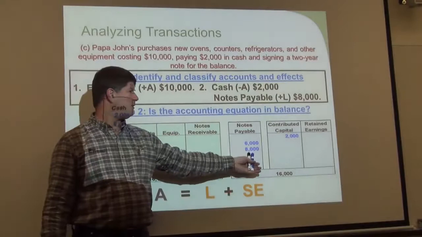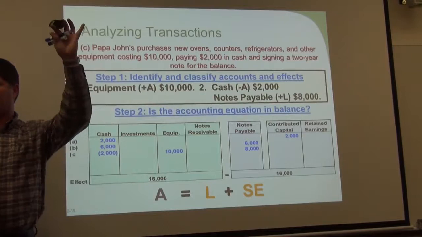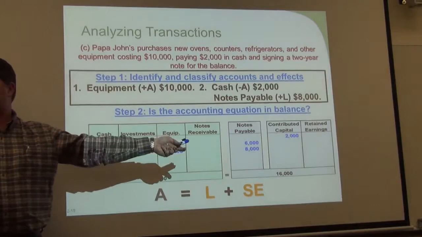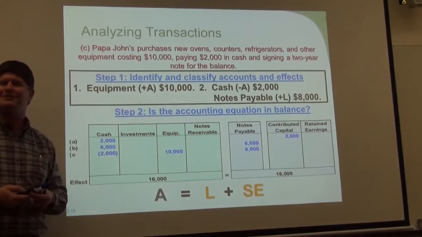How many accounts are affected there? Three. Remember I said there's always at least two? I corrected myself when I said there's always two. There's always at least two. This is called a multiple-legged entry. Right? Multiple-legged entry, yeah. Legged. Yeah. It's a technical term.